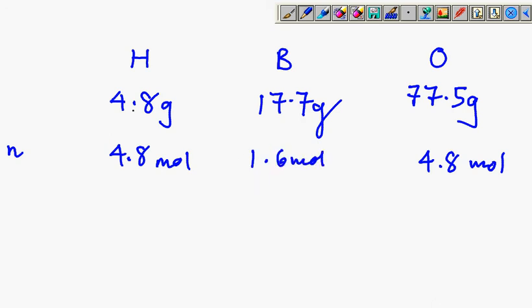If you calculate using the mass divided by their molar mass: 4.8 divided by 1, 17.7 divided by 11, 77.5 divided by 16. How do I know the molar mass of boron is 11? You have to check the beginning of the question. So here you have H3BO3. Why? Because this is 3, 1, 3, the simplest ratio.